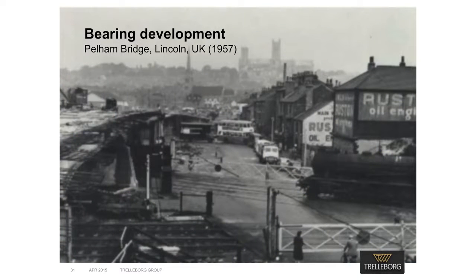Elastomeric bearings are a proven technology, dating back to the 19th century. In the 1950s, laminated bearings made up of alternate rubber and steel layers were introduced as bridge supports. They were able to take up thermal changes in the length of the bridge without the maintenance problems associated with roller bearings. The Pelham Bridge in Lincoln, constructed in 1957, was the first application of this technology in Great Britain.